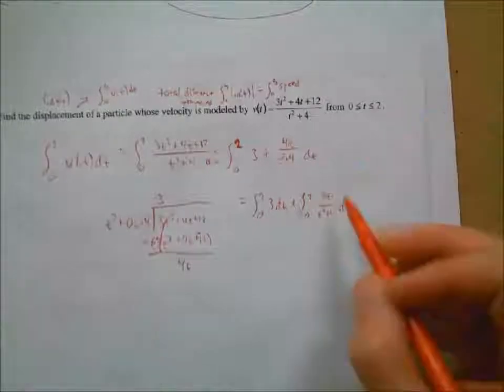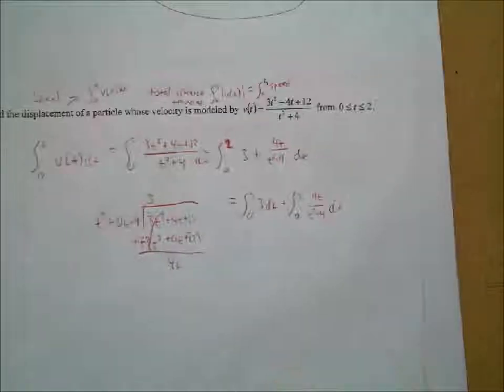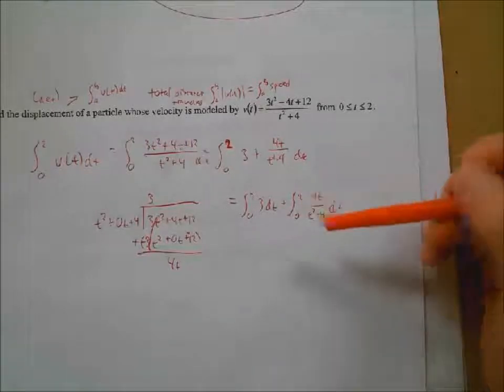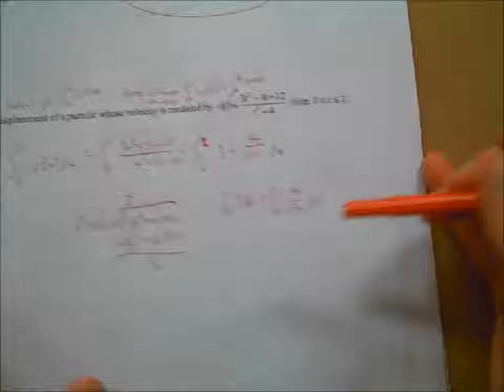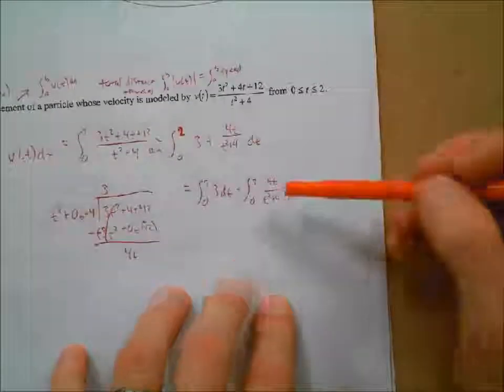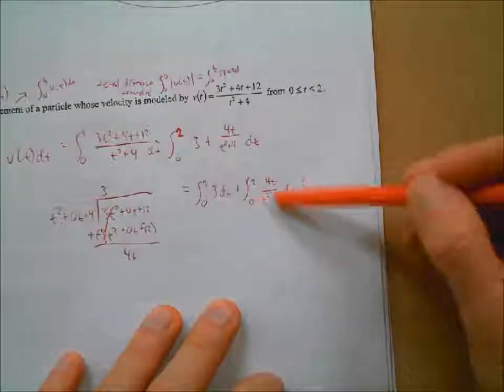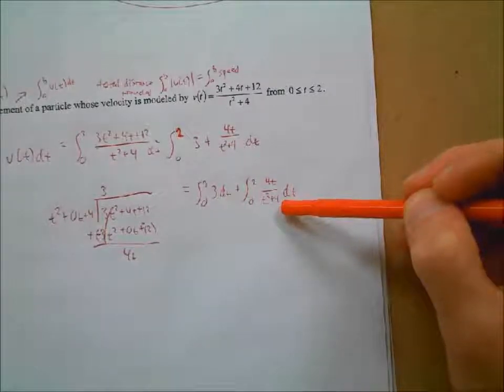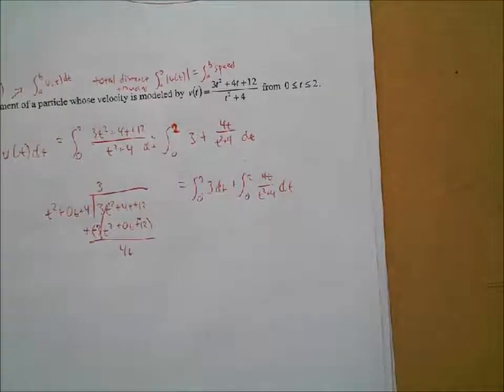What are we going to use here to integrate this? Is it arctangent? No, it is not an arctangent here. The t squared plus 4 in the denominator certainly looks like arctangent, but what would the numerator for arctangent have to be? A squared. The numerator.